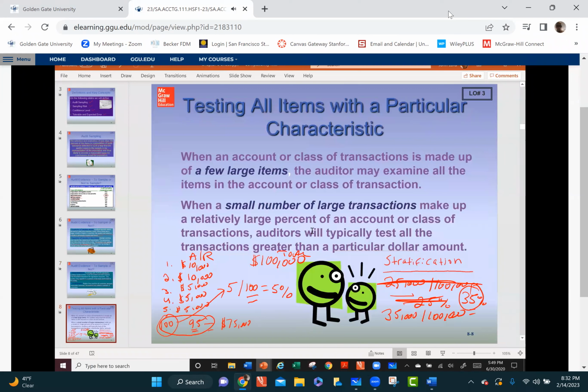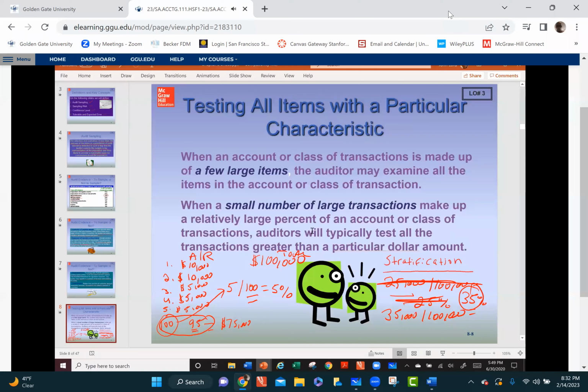Okay, good. Now let's talk about stratification. What an auditor would most likely do is do testing on certain items that meet certain criteria. In other words, we look for the large dollar account balances and we're going to pull those off the top and we're going to audit those. What that does is allow us to be more efficient in how we're using our audit resources.